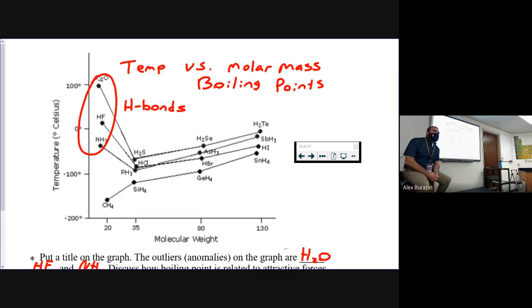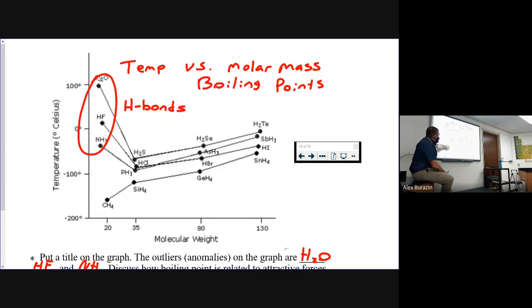Hydrogen bonding is a stronger intermolecular force than dipole-dipole. It is a stronger intermolecular force than London dispersion. The reason these three substances break our trend, or are outliers, is because they have hydrogen bonding, which is a stronger intermolecular force than all the others. The data shows us that. They have higher boiling points, and they have higher boiling points because they have different intermolecular forces than any of the others in this set.